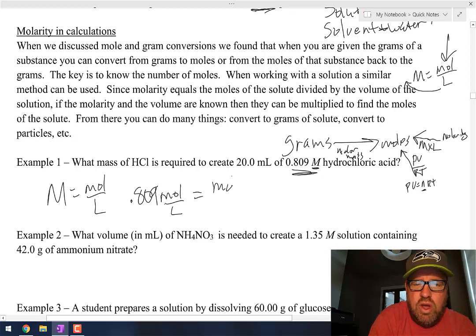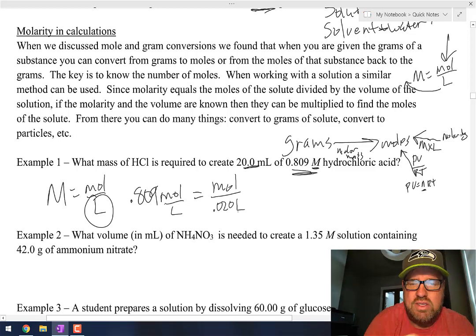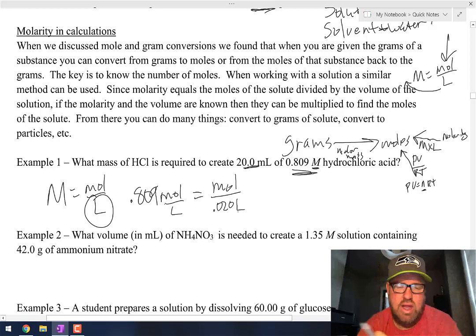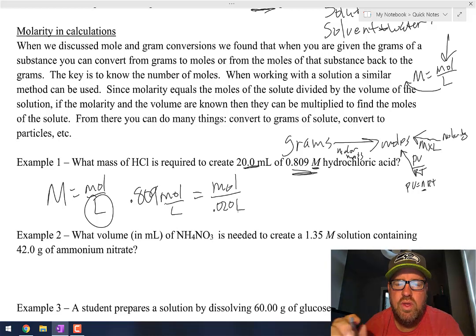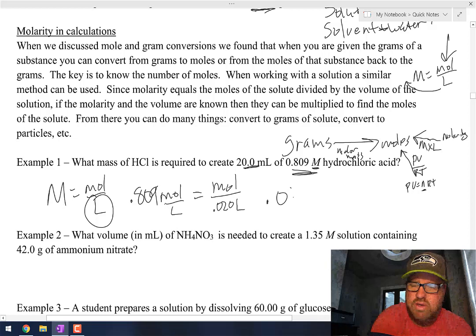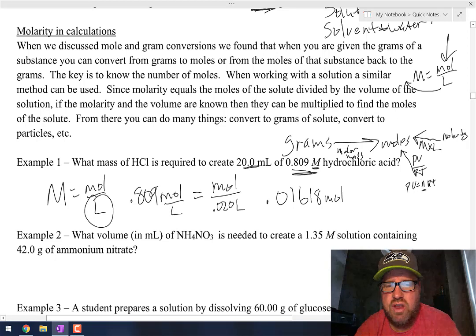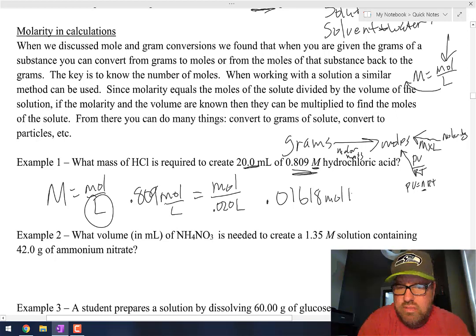The moles we don't know. The volume, which must be in liters, is 20 milliliters. So quickly move that decimal point 3 spaces to the left to make it liters. And now, to get moles by itself, I have to multiply both sides by 0.020. So 0.809 times 0.02 equals 0.01618 moles. Not worried about significant figures yet because I'm not done. Okay, so that's moles of HCl.